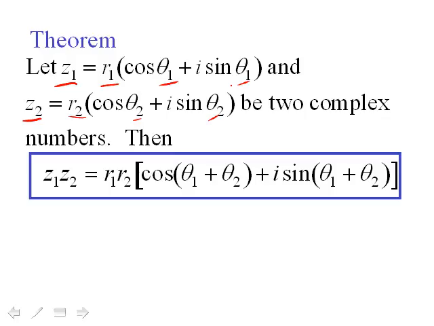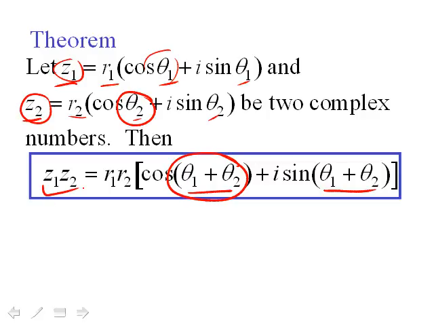Then z1 times z2 can be calculated this way. You multiply the r's, so r1 times r2. The size, the magnitude of the product is the product of the magnitudes of the factors. And here's the neat part. The rest of it, the cosine plus i sine of some angle, depends on the sum of the angles that were the arguments of the original complex numbers. So theta 1 went with z1, and theta 2 went with z2, and it's theta 1 plus theta 2 that is the argument of the complex number z1 z2.